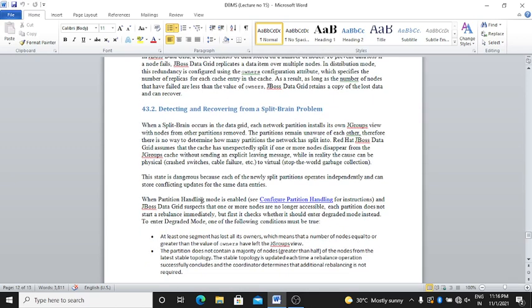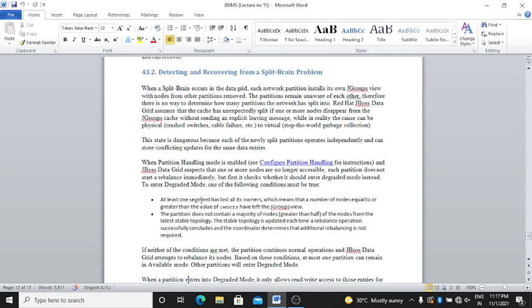This is dangerous because each of the newly split partitions operates independently and can store conflicting updates for the same data entries. When partition handling mode is enabled and JBoss Data Grid suspects that one or more nodes are no longer accessible, each partition does not start a rebalance immediately, but first checks whether it should enter degraded mode. To enter degraded mode, one of the following conditions must be true.